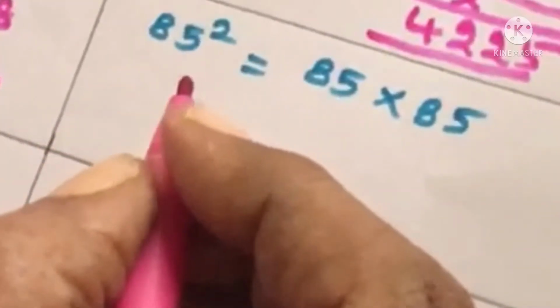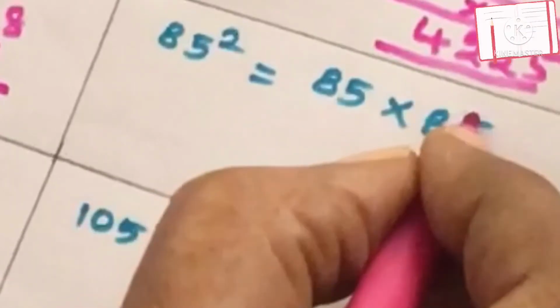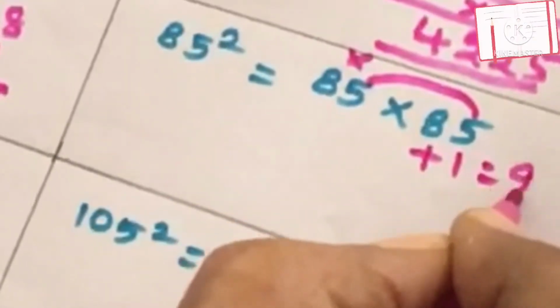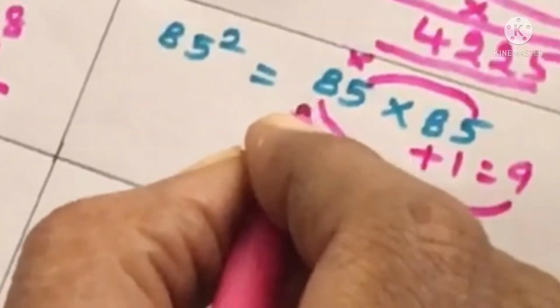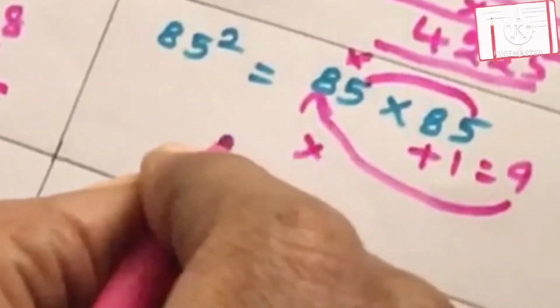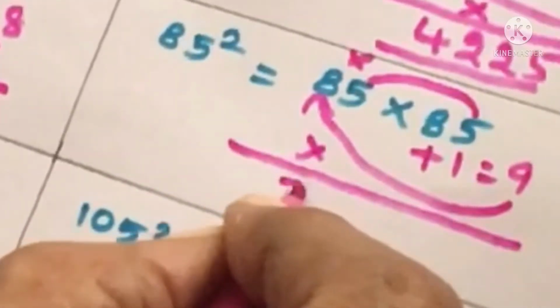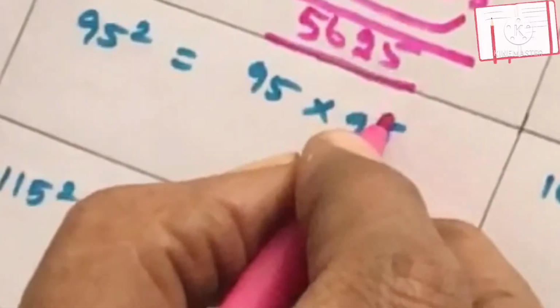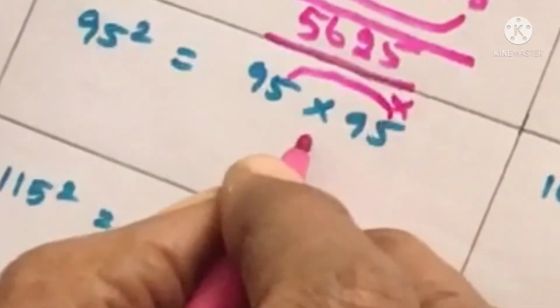Next we are going to see the square of 85. The same procedure is followed here. The ones digit both on your right and left is going to be multiplied, which will give you 25. Next, the tens digit on your right hand side is going to be added with 1, which will give you 9, and that is going to be multiplied with the tens digit on your left hand side, which will give you 72. So 7225 is the final answer.